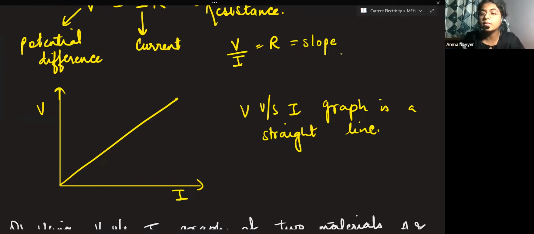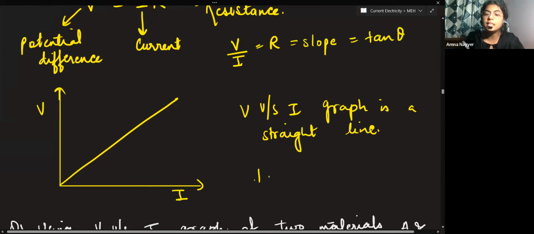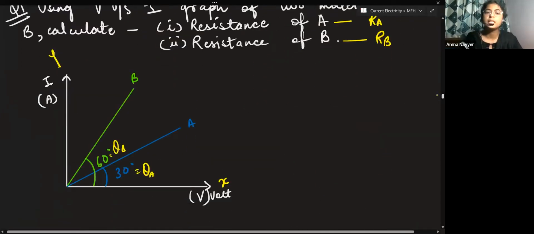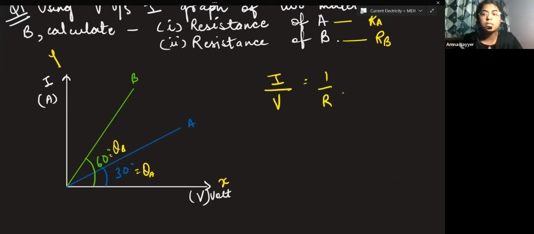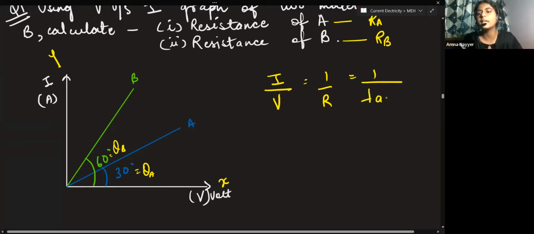And how do we calculate the slope? Slope is calculated with the help of tan theta. It means tan theta is V divided by I. Here what do we have? Here we have the graph between I versus V. It means I by V will give you what? 1 by R. And R was tan theta. So here it will be 1 by tan theta. Had it been V versus I, you would have directly used it, and that is the answer that you people are getting. Here you have I versus V, so it means it is 1 by R. So you have to reciprocate everything. Instead of getting tan theta, you will be having 1 by tan theta.